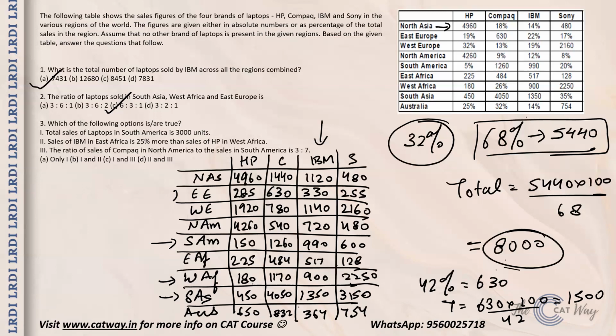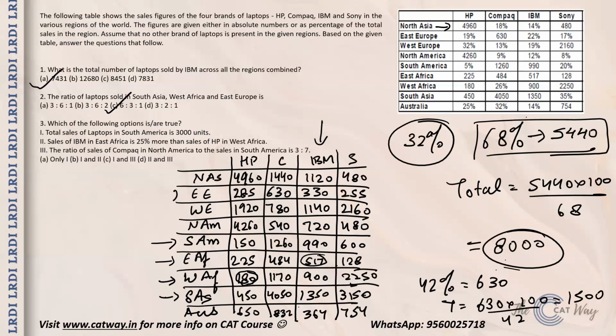So let's go to the second statement. Sales of IBM in East Africa is 20% more than that of HP in West Africa. So West Africa is over here and HP in West Africa is 180, right? Now, if IBM has to be 25% more, that means 180 into 1.25 because 25% more using the multiplying factor of 25%, that will be 1.25. So that means the sales of IBM in East Africa should be 225. Whereas if you check the sales of IBM in East Africa, it turns out to be 570. So statement 2 is wrong.